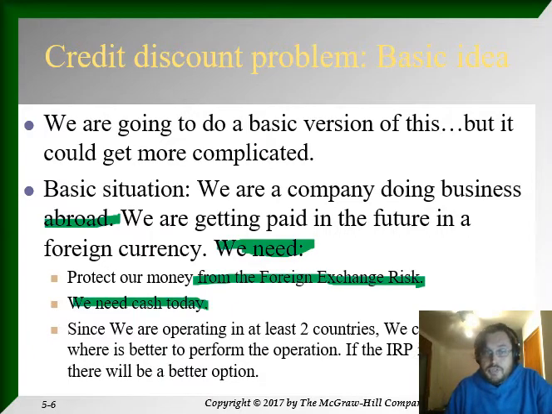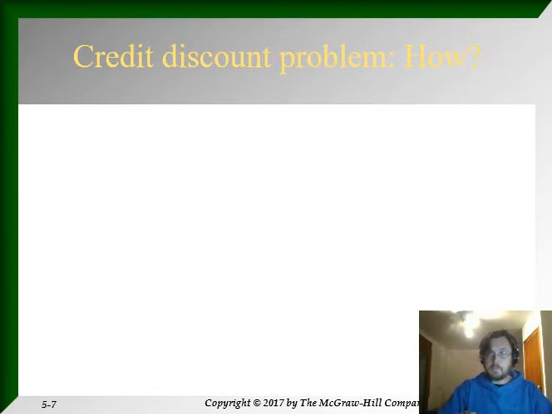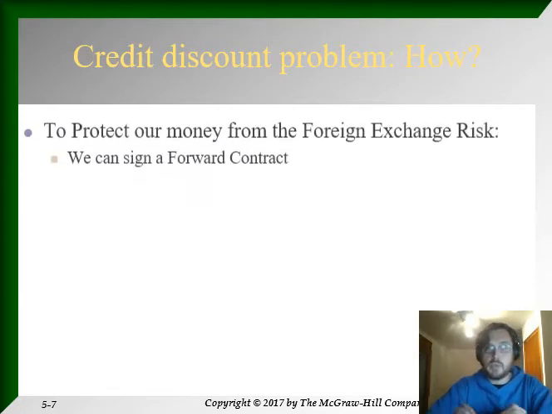And since we are operating in at least 2 countries, we can check where this operation is going to be better, where it's going to give us more money today. That means it's going to be cheaper for us. So that's going to be the basic idea. How are we going to do that?